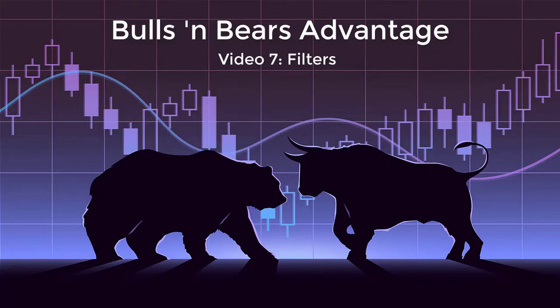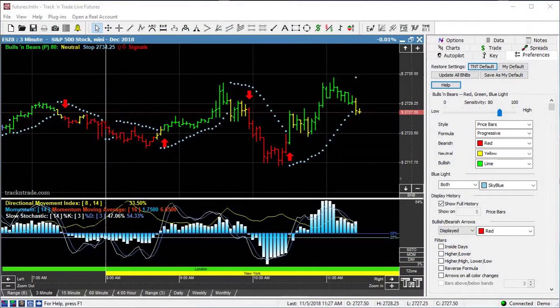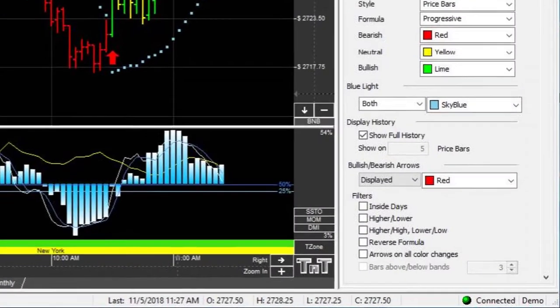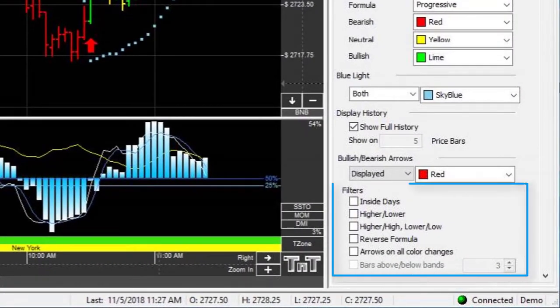In this Track and Trade Bulls and Bears educational video, I want to quickly cover the use of filters. We can use the Bulls and Bears filters to filter out certain types of bullish buy signals and/or bearish sell signals. We have three basic filters that we use to help us identify the best buy signals and the best sell signals. The goal of using market filters is to improve our probability of success and help to eliminate whipsaw.